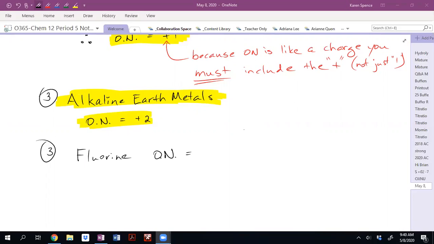Fluorine: -1 in a compound, yes. Okay. That should be rule number 4. These first 4 rules are always true. There are no exceptions to them, okay?